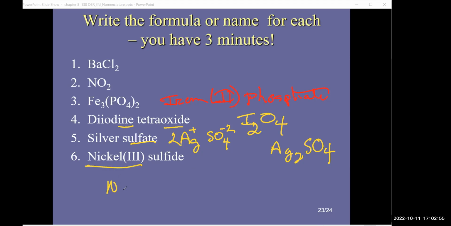Nickel 3 tells you that we are dealing with a +3 ion. Sulfide, IDE, tells you we're dealing just with the sulfur by itself. Remember I said the IDE is normally just the element itself. And it's got a -2 charge because we're dealing with an ionic compound here. And so we got a dissimilar charge, so we need 2 nickels and 3 sulfides. So our formula becomes Ni2S3.